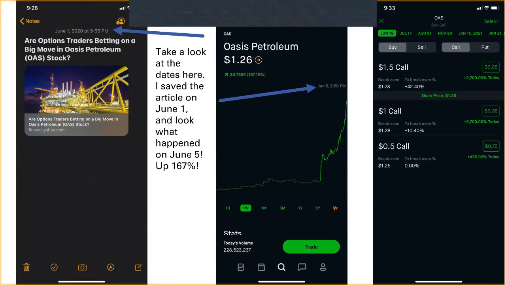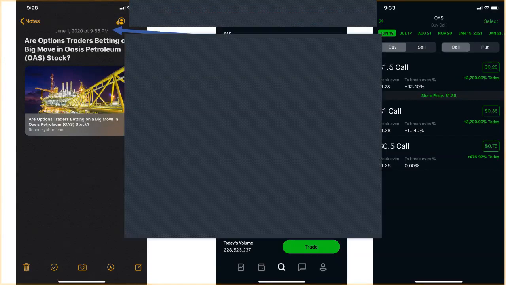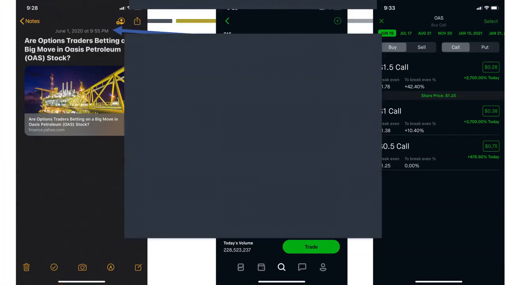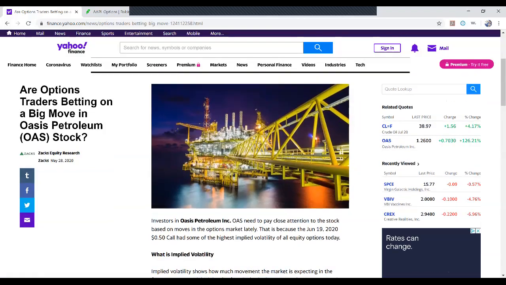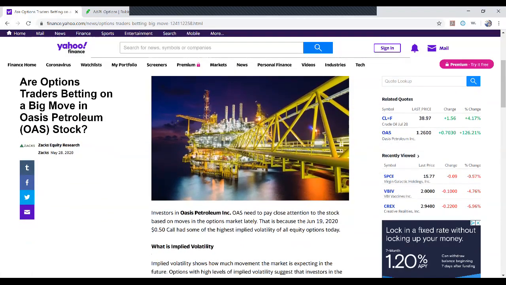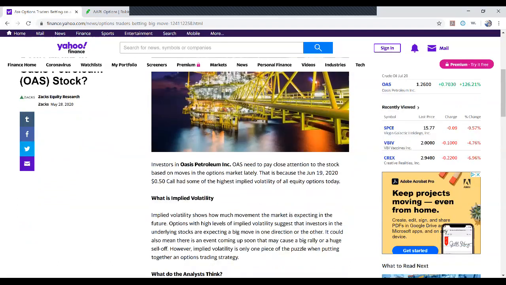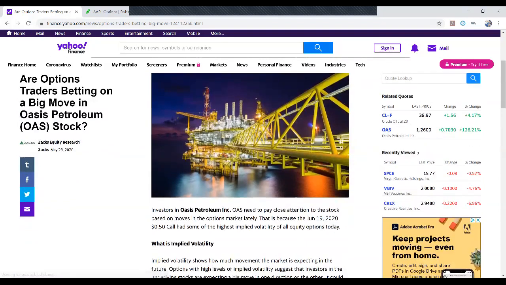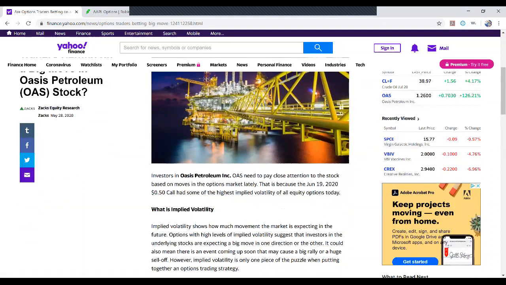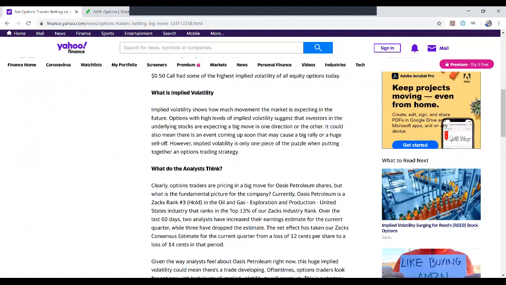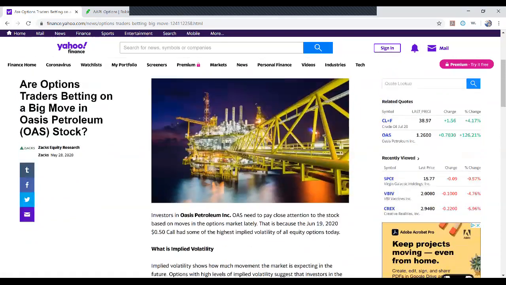All right. So let me show you exactly what that article said. You want to look out for unusual activity. So, option traders betting on a big move. You see, this was May 28th, right? This is called implied volatility. That means that traders are interested in this stock, right? They're seeing that their 50 cent call had the highest implied volatility. That means that they're betting that something's going to happen. That's what is meant by unusual activity.